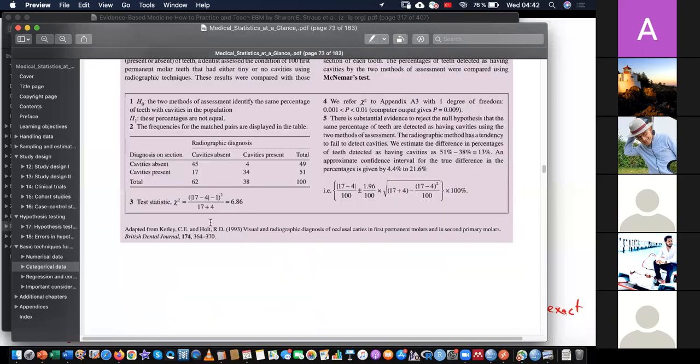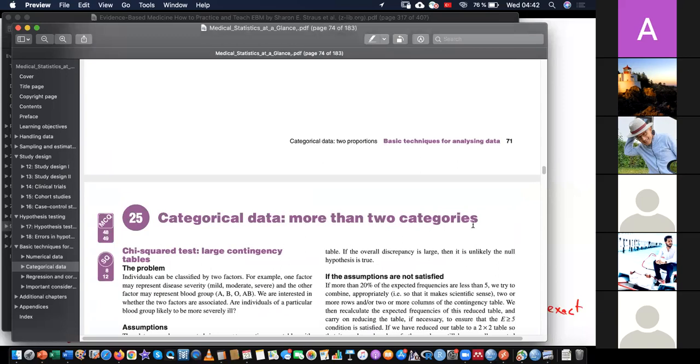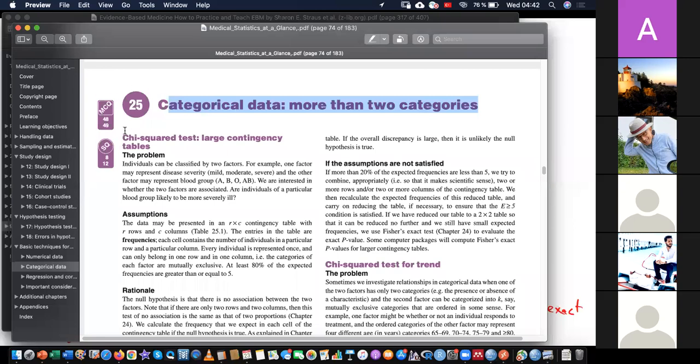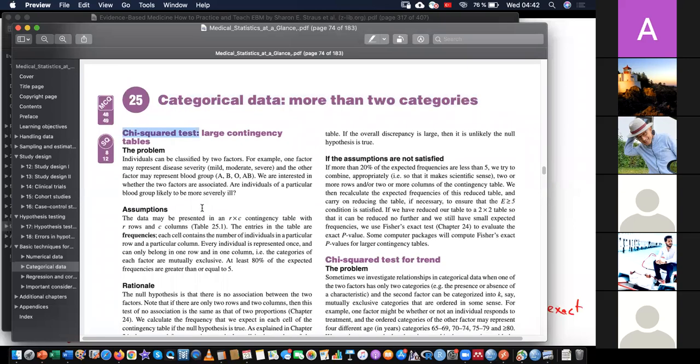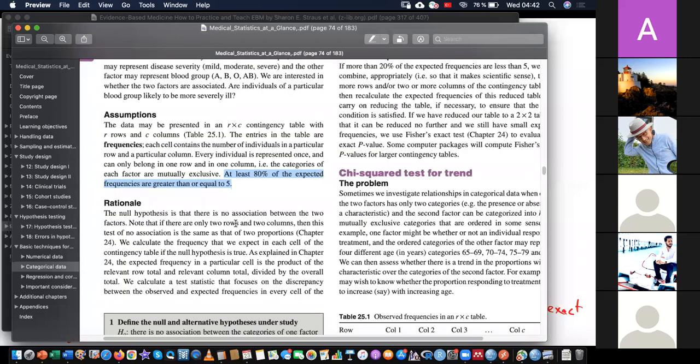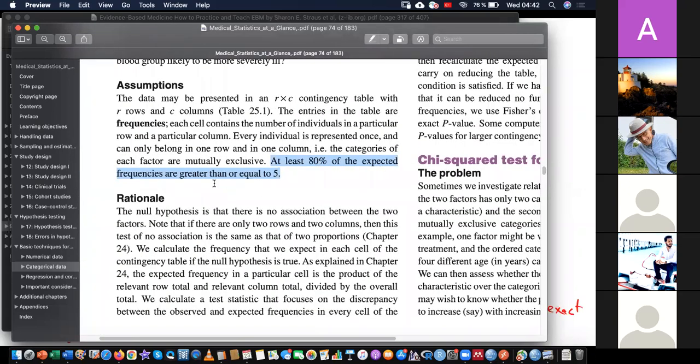And if you have categorical data with more than 2 categories, it doesn't matter. Even then, you have to do the chi-square test again. But in the chi-square test, at least 80% of the expected frequencies should be greater or equal to 5. This is the only assumption for the chi-square. If you don't meet this assumption, then you do the Fisher's exact test.